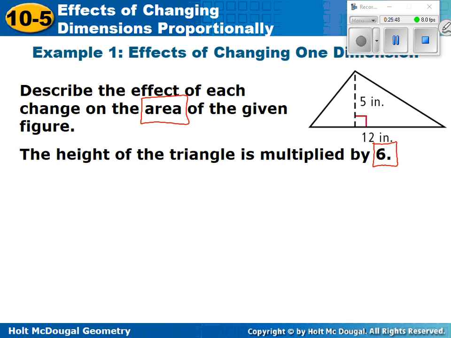Now this is the shortcut way. If this doesn't make sense on the board, I'm going to do it the long way. So you're going to start with your formula. What's the formula for area of a triangle?